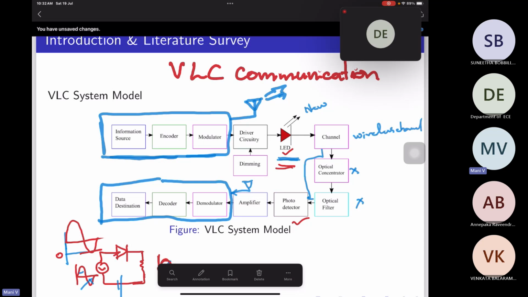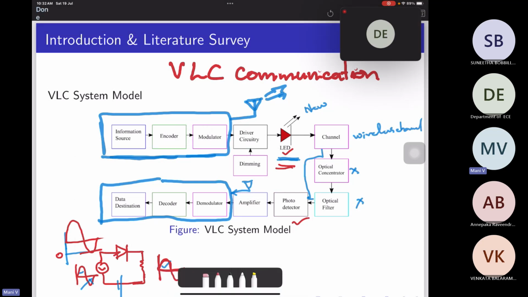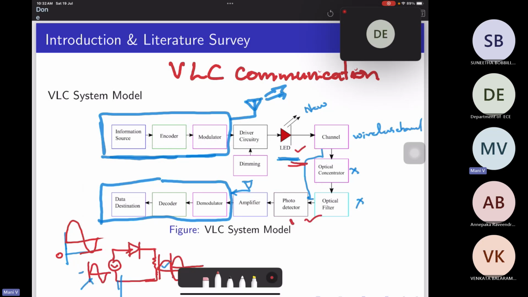In visible light communication, we use two devices. One is an LED, a light emitting device. You can see in my diagram, the LED is here, right? And the other is a photo detector. So these are the two devices. Forget about the communication system first of all; for the time being, we are using an LED, and through the LED, I want to transmit a signal.